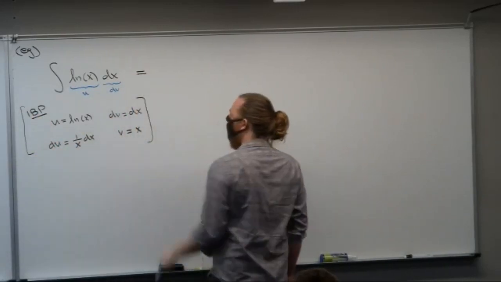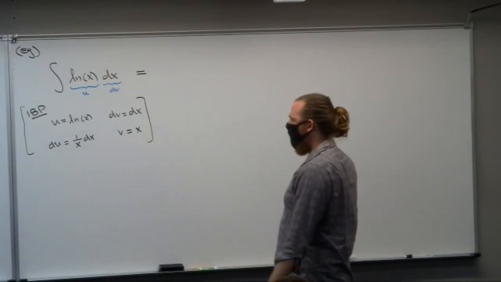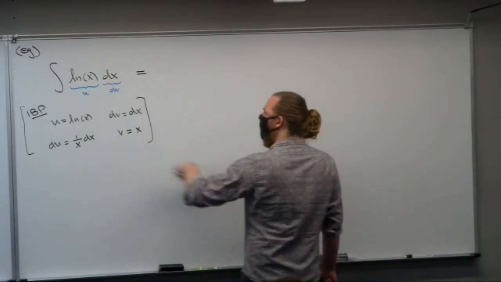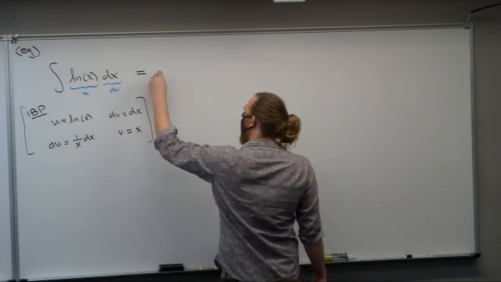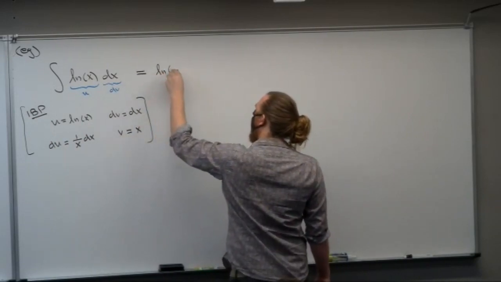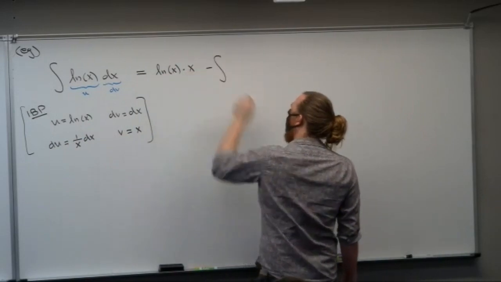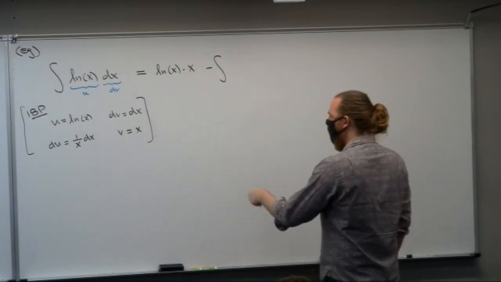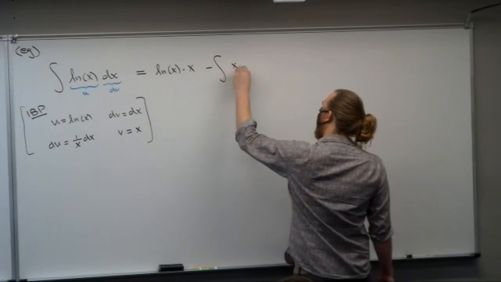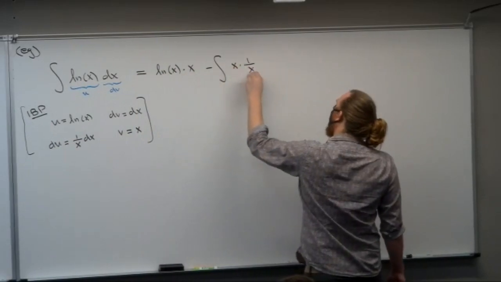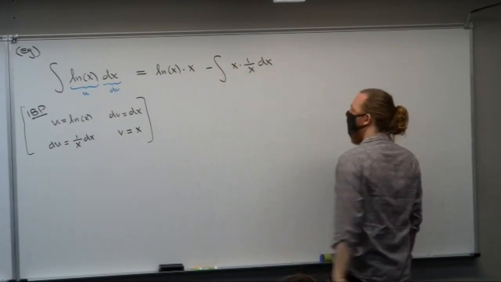Plug into the formula. So the integral of ln x dx is the integral of u dv. Should just be equal to u times v minus the integral of v du. And the v is just x. Du is 1 over x dx.